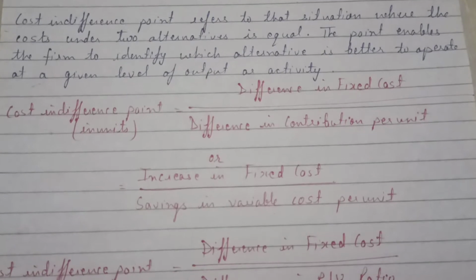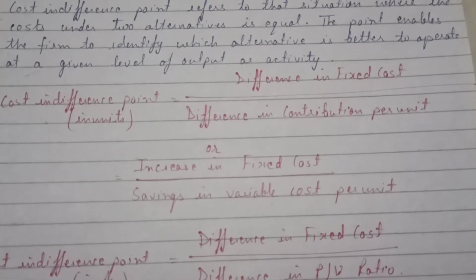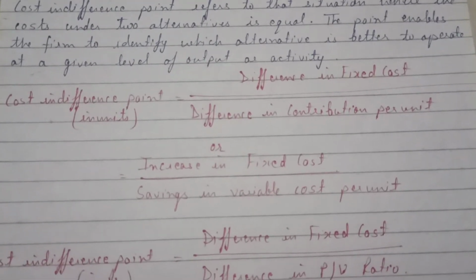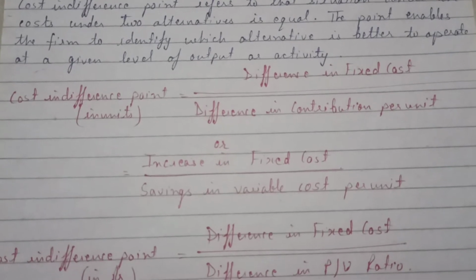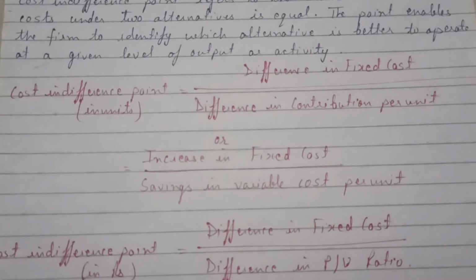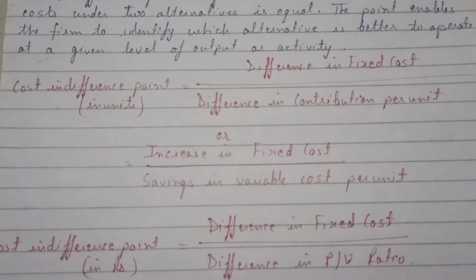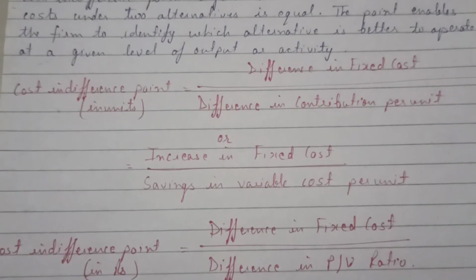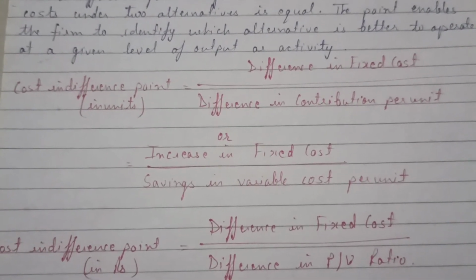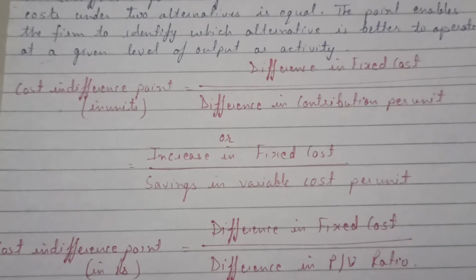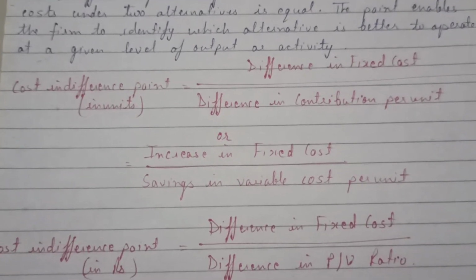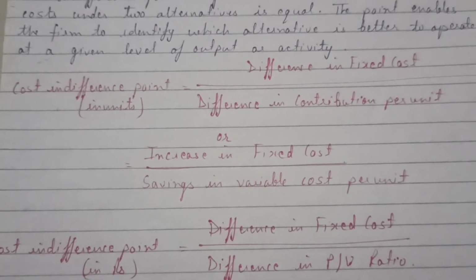The other formula is increase in fixed cost over savings in variable cost per unit. You can use either of the two formulas and you will get the answer in units. So just see in the question whether the contribution is given or the variable cost is given, and accordingly you can use the formula out of the two.